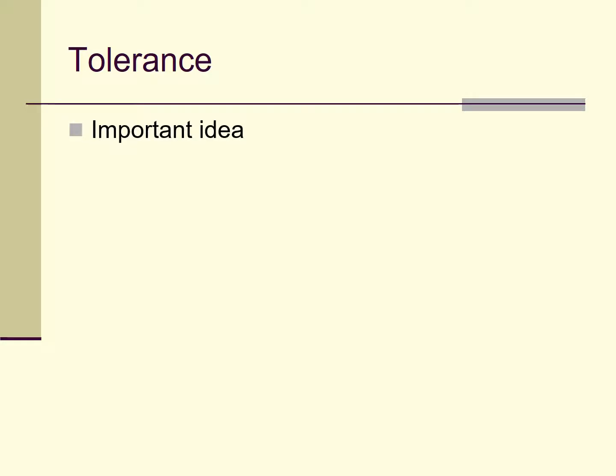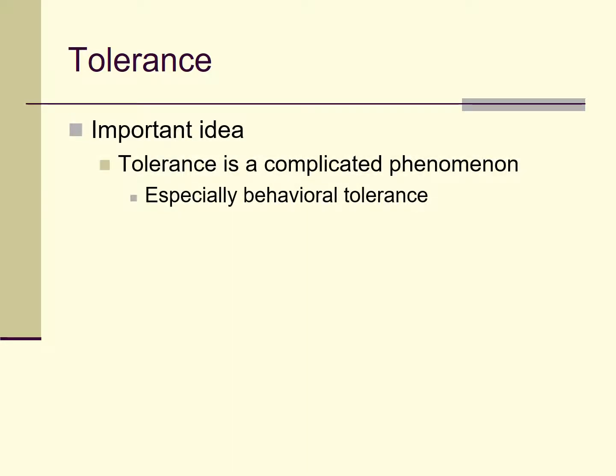Okay, so the important idea here is that tolerance is a complicated phenomenon, especially behavioral tolerance, and the setting that drugs are used in plays an important role for laying the groundwork for that type of tolerance. But all forms of tolerance that I've talked about have to do with this basic idea that with repeated use, the effect of a drug decreases. And there are some attempts to explain why this happens, to explain why the different types of tolerance work the way they do.